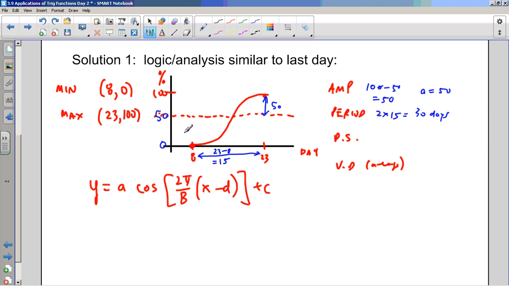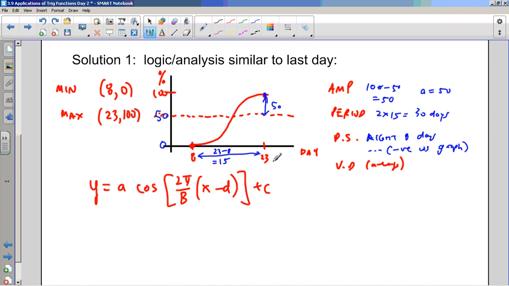The phase shift, again, depends on whether you want a sine function or a cos function. Notice we could have a phase shift of right 23 days, and our cos function could start at its maximum. But usually we're okay starting at the minimum. I'm going to say right 8 days. And then the conclusion is I'm going to have a negative cos graph, a flipped cos graph.